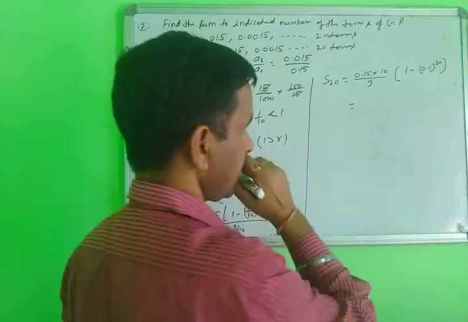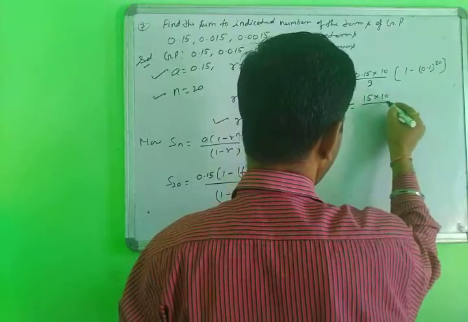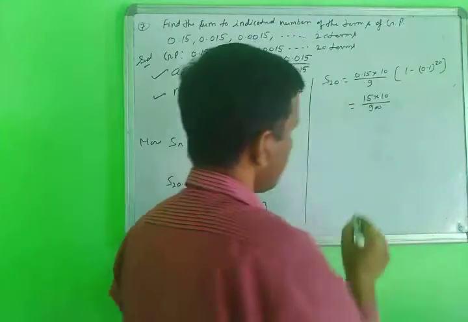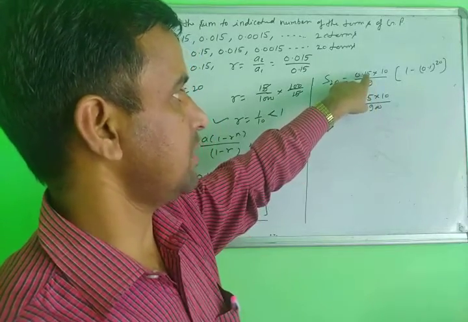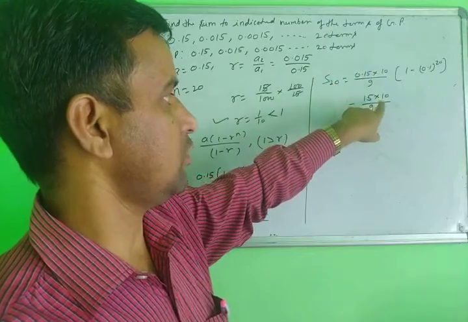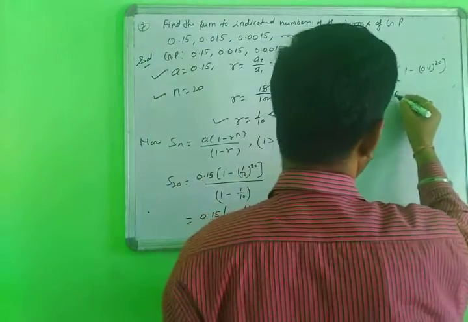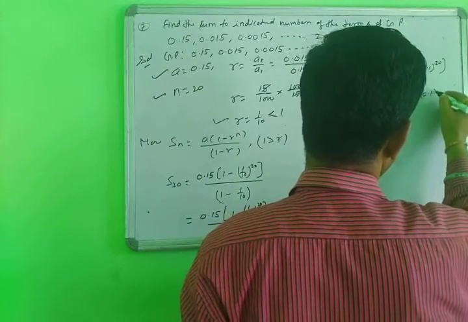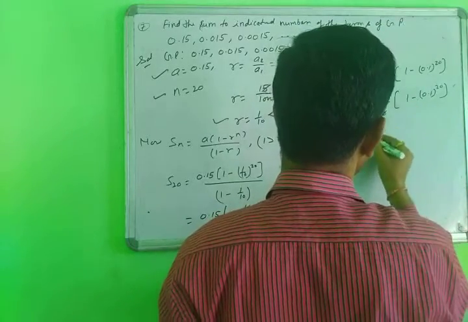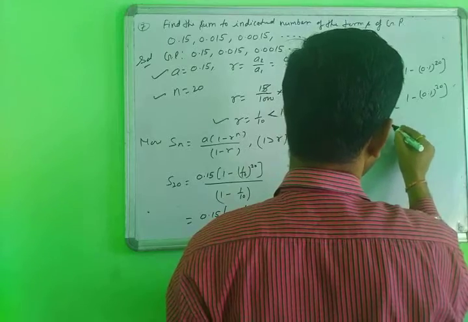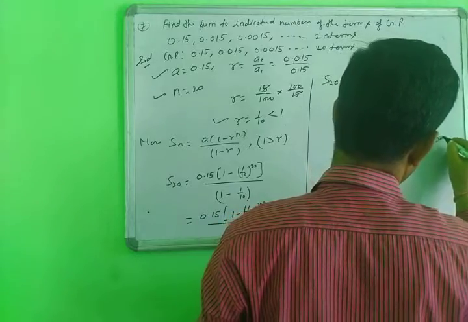Then calculate here, you get LCM here, 15 into 10 upon 900, because after the decimal there are 2 digits, you will increase 2 zeros here, and the decimal will be removed. Then what is left here? 1 minus 0.1 exponent 20, 15 6s are 90, the 0 will cancel, 1 upon 6, 1 minus 0.1 exponent 20. This is your final answer.